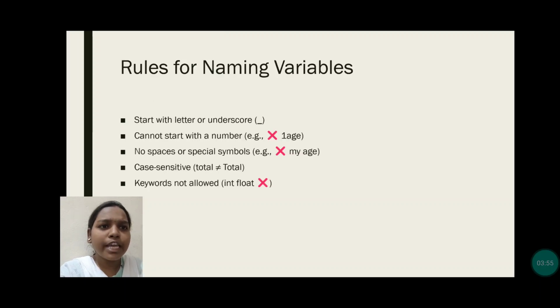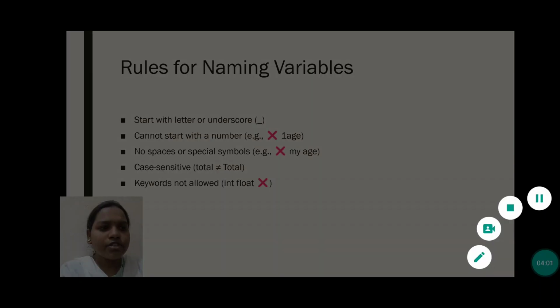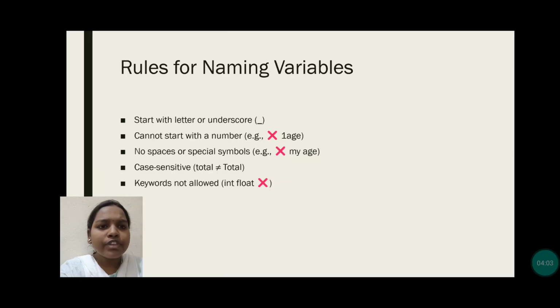And the rules for naming variables: it should start with a letter or underscore. It cannot start with a number, and no white spaces or special symbols are allowed. And it is case sensitive, which means names can be in uppercase or lowercase. And keywords like int and float are not allowed.